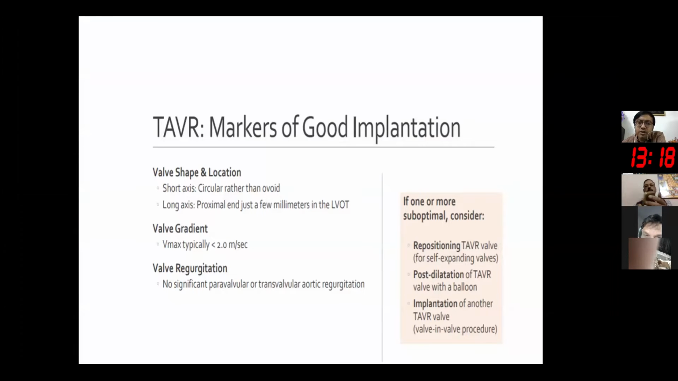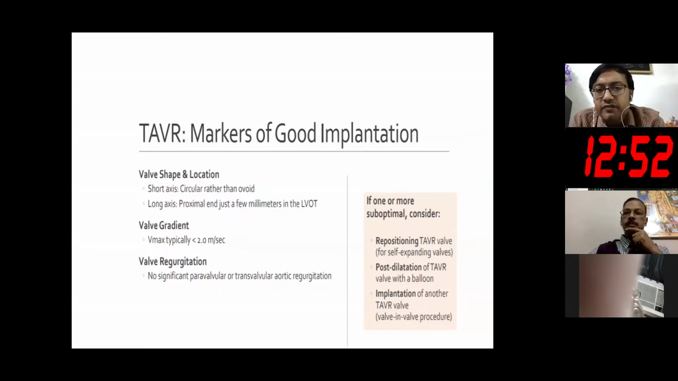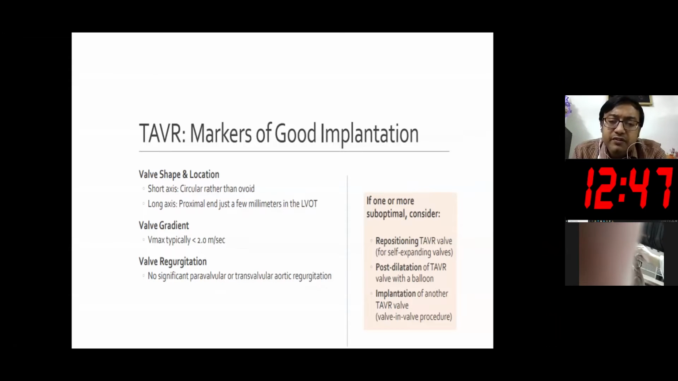The markers of good implantation that we have to see in TAVR are, firstly, the valve shape and the location of the valve. In short axis, after implantation the valve should look circular rather than ovoid. An ovoid valve shape after TAVR is a marker of suboptimal valve dilatation. And in long axis, the proximal end of the valve should be just a few millimeters, maximum 2 to 4 millimeters, within the LVOT. If it protrudes more into the LVOT, there is more chance of slippage of the valve into the LV cavity, or unstable positioning of the valve that may require repositioning.